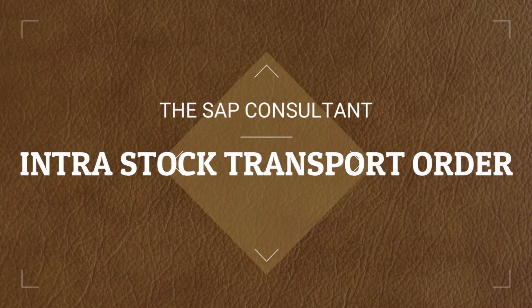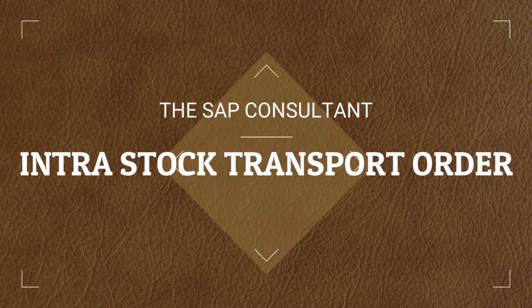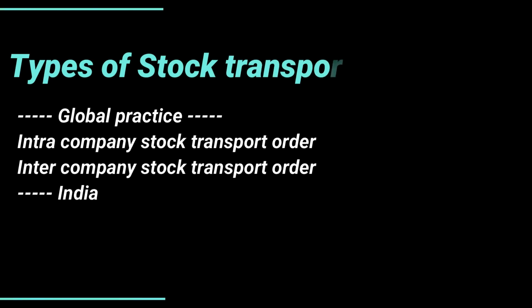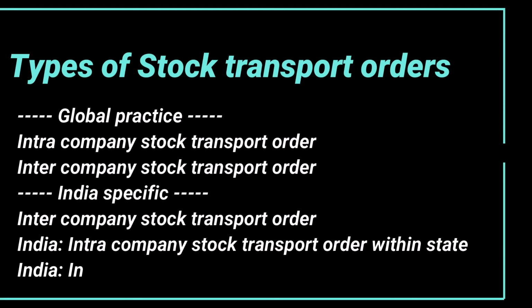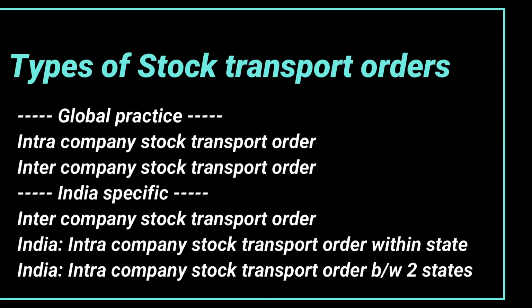Today in this video, I am going to explain stock transport order upon request of one of my subscribers. As you know, there are two different stock transport orders. One is intra-company stock transport order. Generally, it is also called as interplant stock transport order. It is a stock movement process between two different plants within the company.